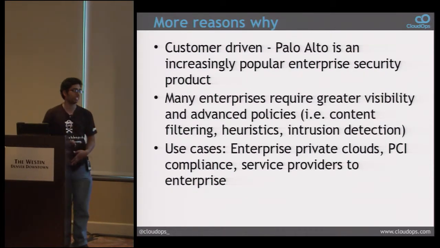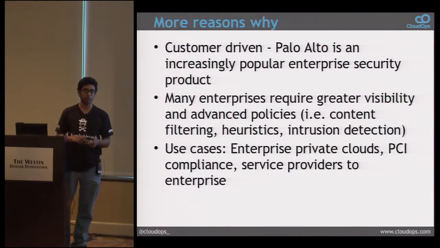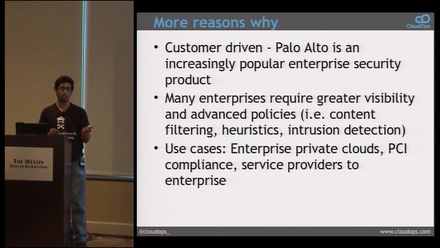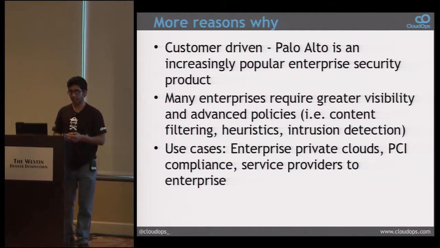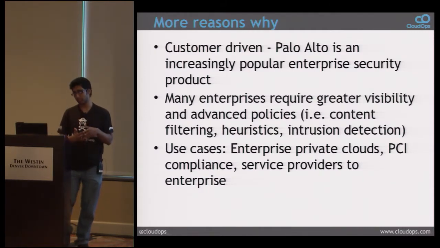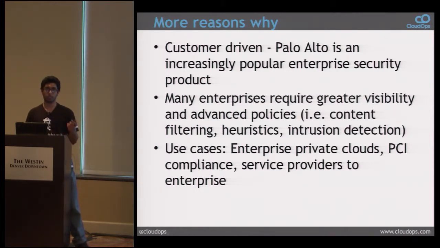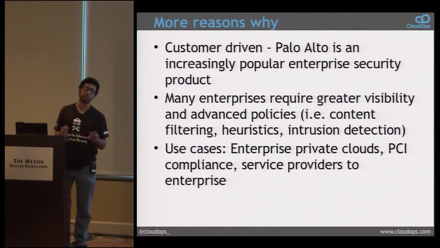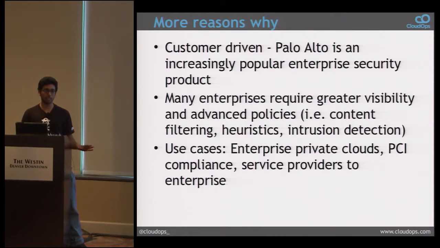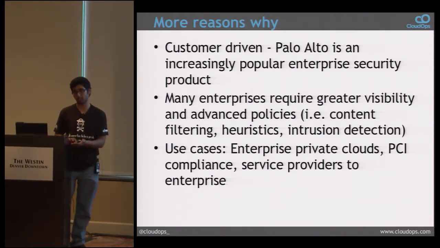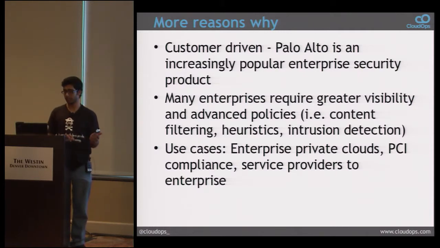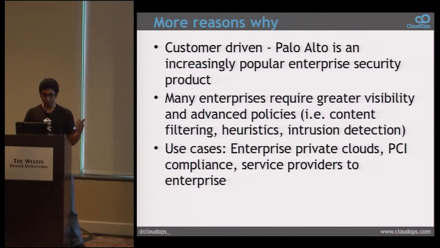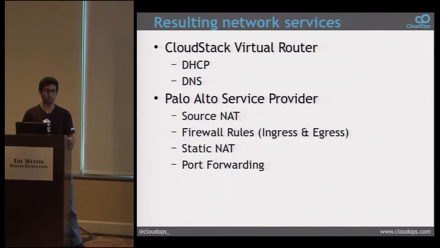There was other motivation, obviously. There was a customer requirement. Since we manage a lot of customers, they have a requirement of having some kind of outlook into the traffic. They wanted to see what kind of traffic is going in. They wanted to do some kind of an IDS. And let's say they wanted to go for PCI compliance, then they need to have logging of all the traffic that's going in. Right now, using the current CloudStack firewall or virtual router based firewalls, that's not possible. So this is one of the other motivations.